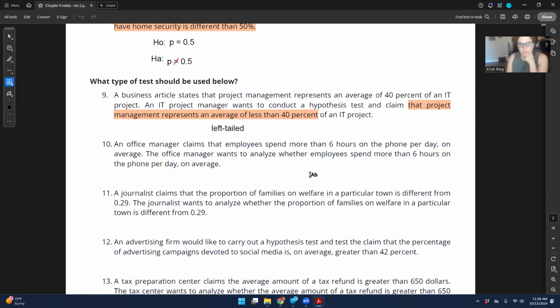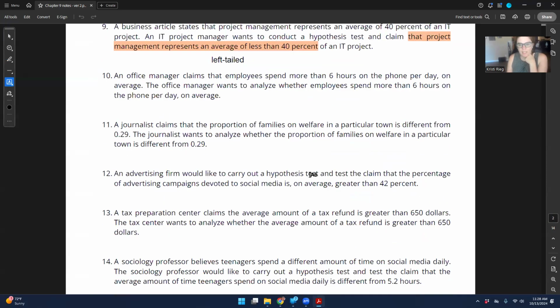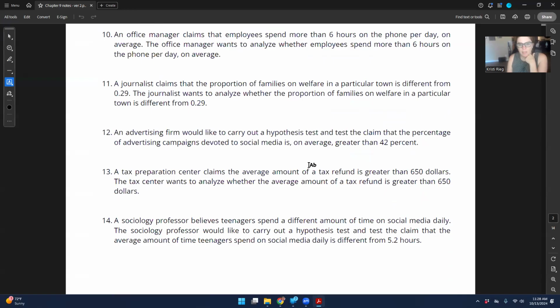Okay. Going back here, again, I'm just highlighting the claim because it's just good practice for the rest of this chapter. An office manager claim, if they're going to give us the word claim every time, it's going to be real easy. An office manager claims that employees spend more than 6 hours on the phone per day. Okay, well, I see more than, so I know this is a right-tailed test.